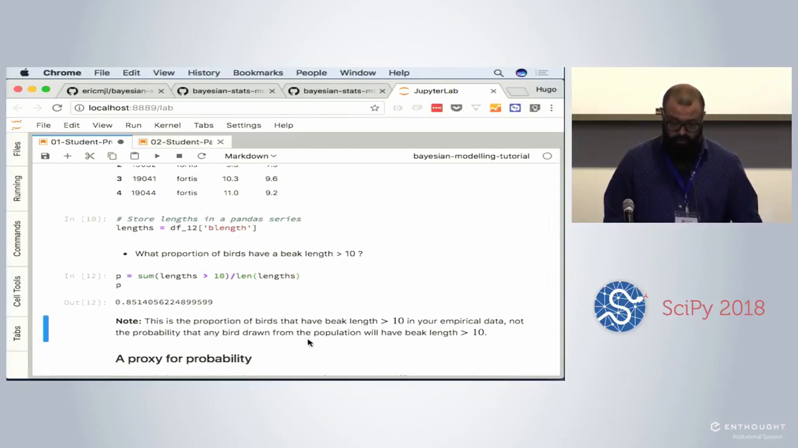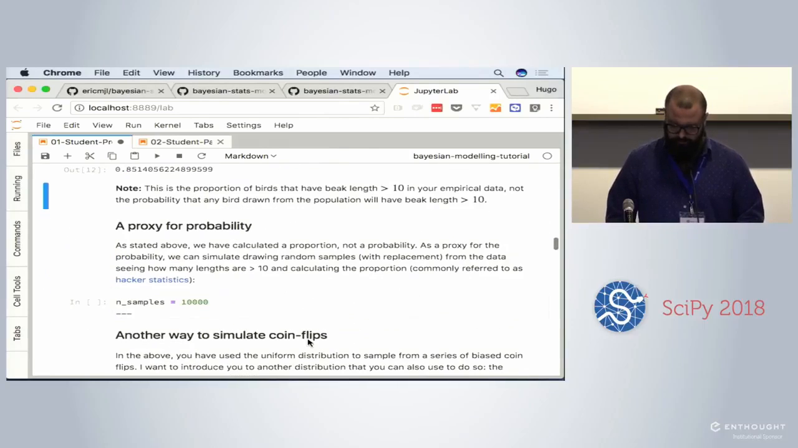And I just want to stress that this is a proportion, not a probability. You may want to think of it as an estimate of a population probability. So the probability of, if you draw a bird, it having a particular beak length. But I want to stress that these are different things. And that's what I've written below. Okay, great. Having said that, we've calculated a proportion, not a probability.